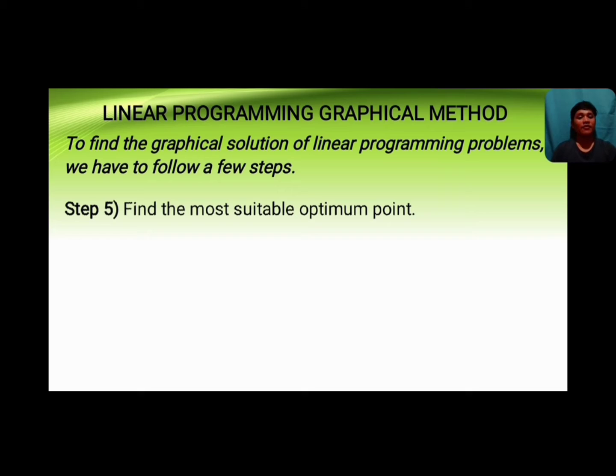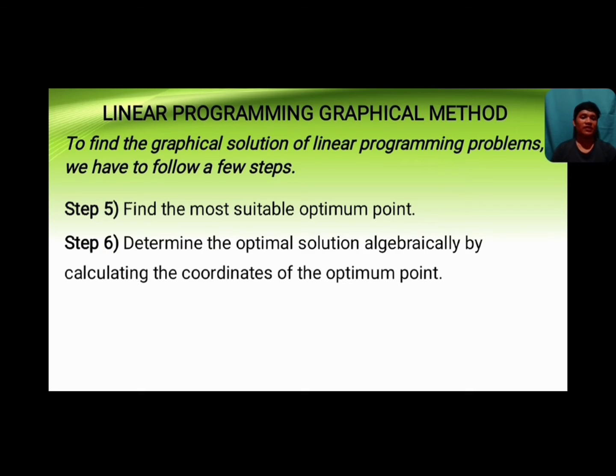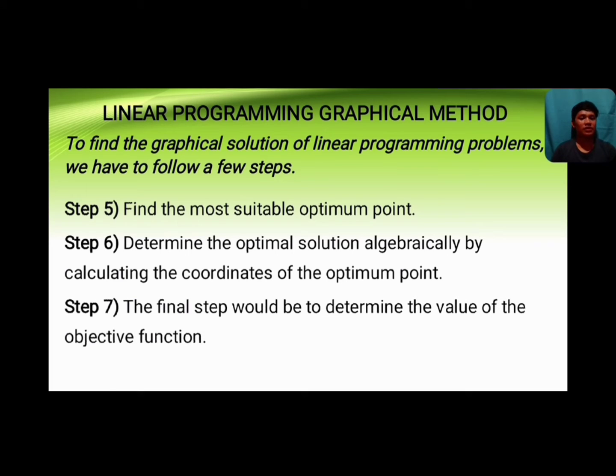Step 5. Find the most suitable optimum point. Step 6. Determine the optimal solution algebraically by calculating the coordinates of the optimum point. The last one is step 7. The final step would be to determine the value of the objective function. Now, we have here an example.